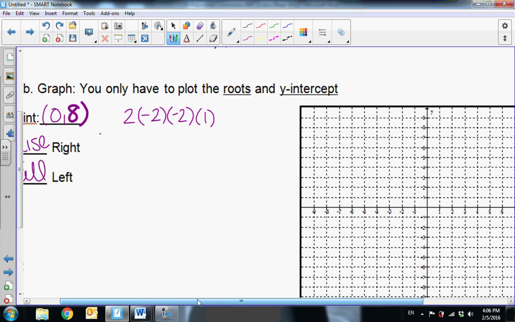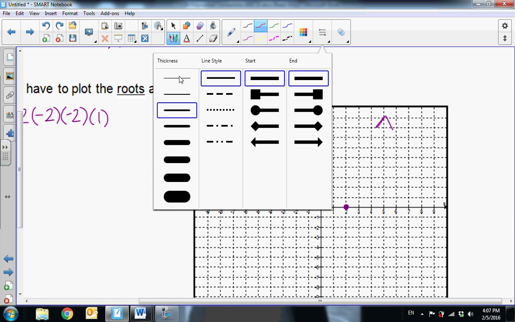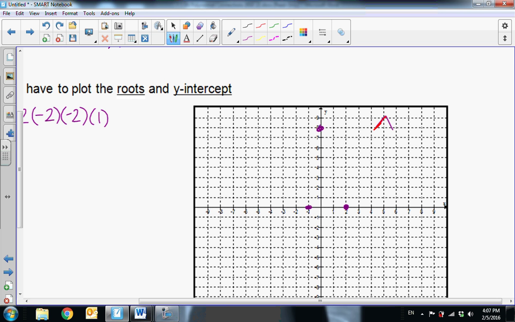All right, so let's plot this. I have a root at x equals 2 that's going to have a multiplicity of 2. I have a y-intercept at 8. And then I have an intercept at negative 1. I'm going to rise on the right side.